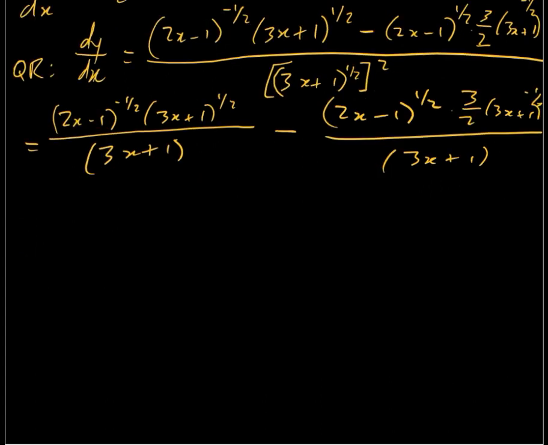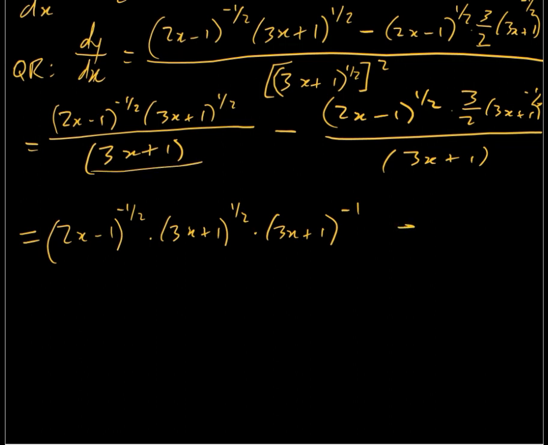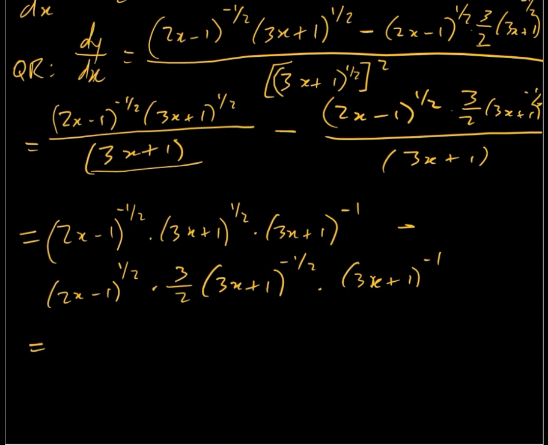To simplify this further, I would probably recommend writing the denominator as (3x plus 1) to the minus 1. So let's rewrite these terms. (2x minus 1) to the power minus a half times (3x plus 1) to the power half, and then times (3x plus 1) to the minus 1. So that's the term being divided here. And then we do the same thing here: minus (2x minus 1) to the power positive half times 3 over 2 times (3x plus 1) to the power minus a half times (3x plus 1) to the power minus 1. And now we can just try and further simplify.